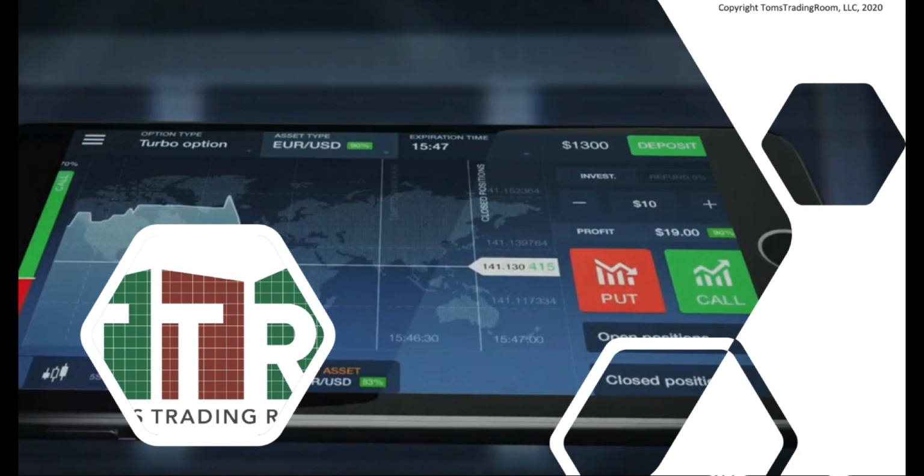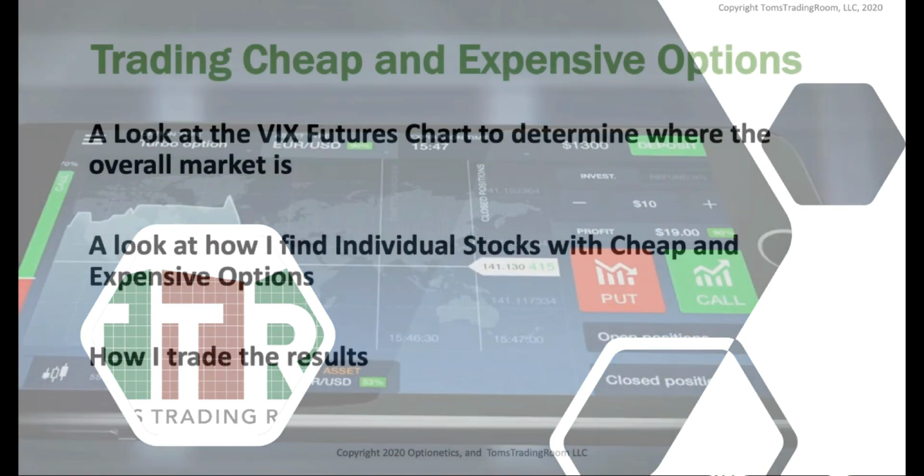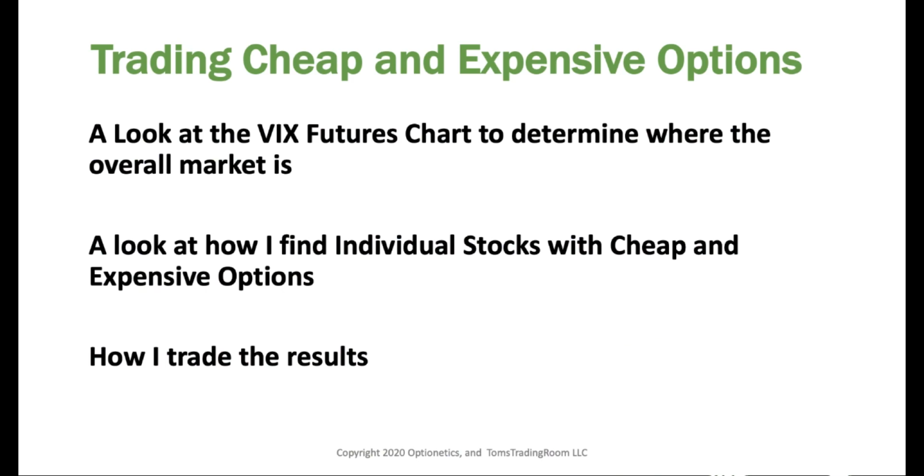Okay, so let's go ahead and move forward. And again, I want to talk about trading cheap and expensive options. So the first thing I want to do is look at the VIX Futures chart. This is what we look at for the overall market to determine whether the market is cheap or expensive in terms of volatility. Then I want to show you how I find individual stocks with cheap and expensive options, and how I trade the results. And I do have one that is hitting a bullish indicator. I'm going to show you that in just a few minutes.